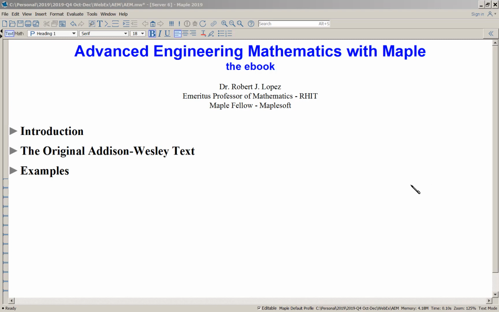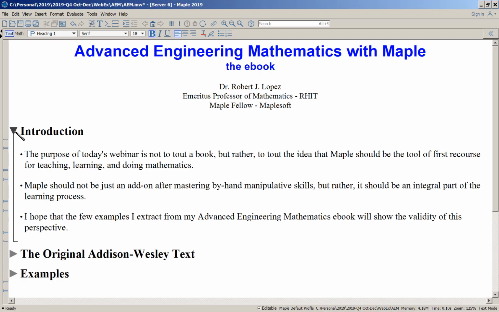Now, it might look like this webinar is designed to talk about a book, but that's not what we want to do. What we want to talk about is the idea that Maple should be the tool of first recourse when teaching, learning, doing any kind of mathematics, especially this mathematics that comes after calculus and is needed by engineering students.